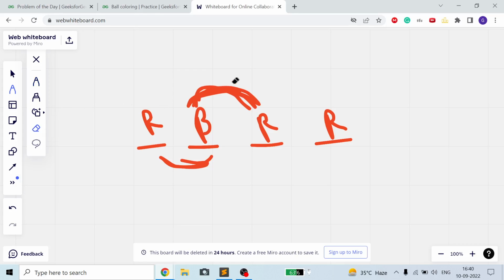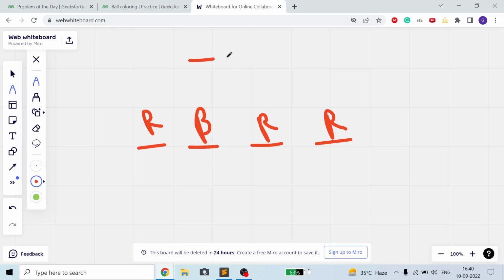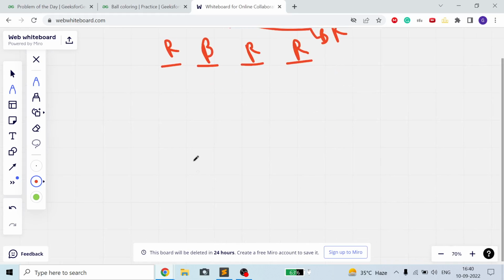If there are two adjacent balls of different color put together, they touch each other. So we can say we have at most two positions where we have two different colors, like RB, BR here, and similarly these two. Like RB or BR, because we cannot have it like this. For any n, we cannot have it like this, because this cannot be a permutation.